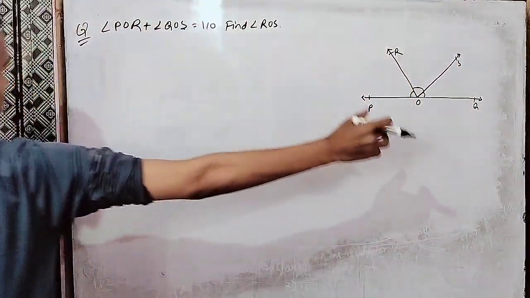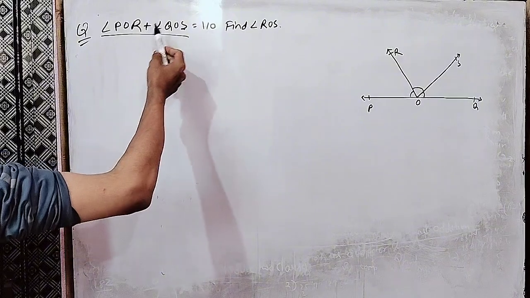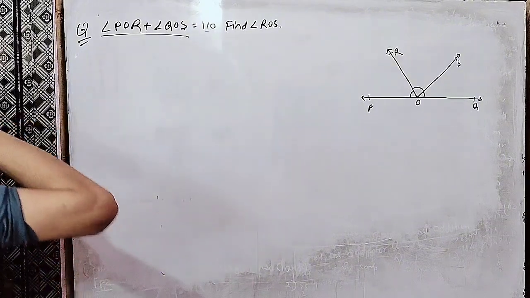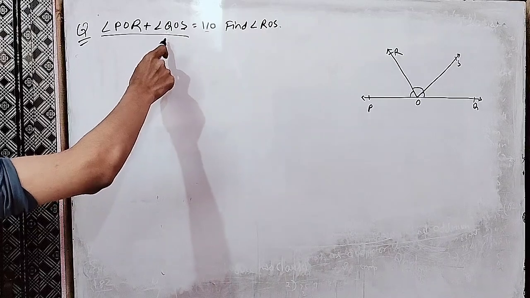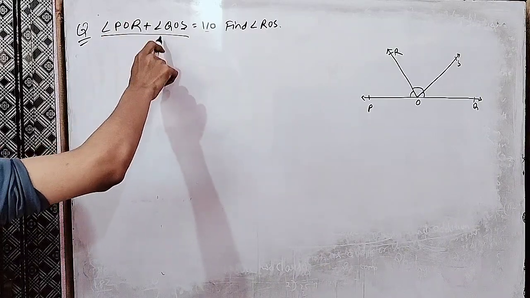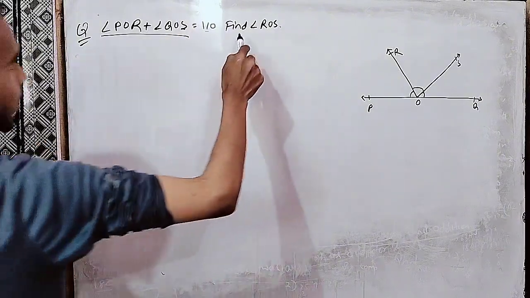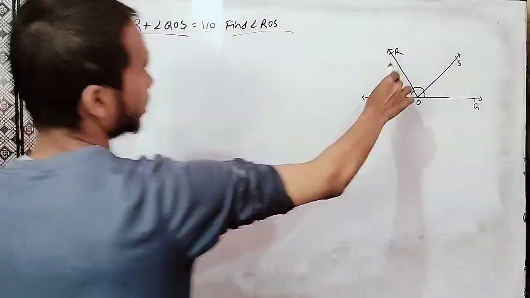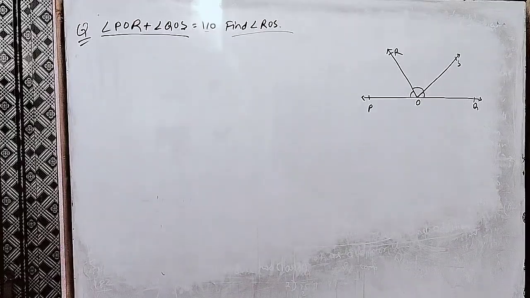This is the figure given by this question, and the question is saying the sum of two angles is 110. But we don't have the exact value of this angle and this angle. Instead, it is saying that the sum of two angles is 110, and find out angle ROS. It will be very easy for you.